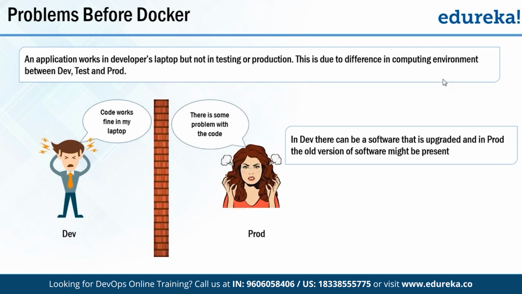So we'll move forward and we'll see why we need Docker. This is the most common problem that industries were facing. As you can see, there is a developer who has built an application that works fine in his own environment. But when it reached production, there were certain issues with that application. Why does that happen? That happens because of difference in the computing environment between dev and prod. So I hope we are clear with the first problem.